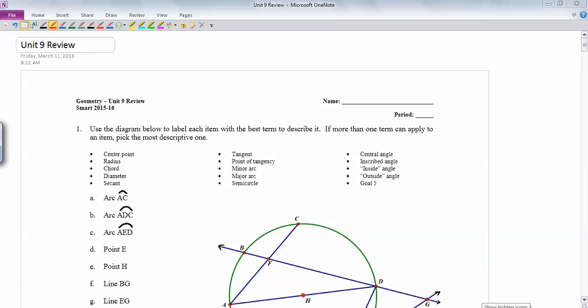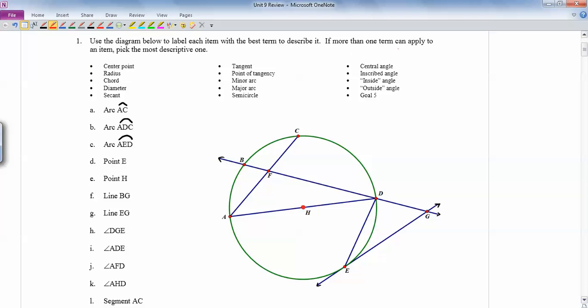Okay, so this is the video for the Unit 9 review handout. I'm just going to do page 1 in this video because if I try to do it all, it'd be an hour-long video probably. All right, so in the first problem, we're supposed to match up various arcs and points and things like that with the terms that go with them for circles.